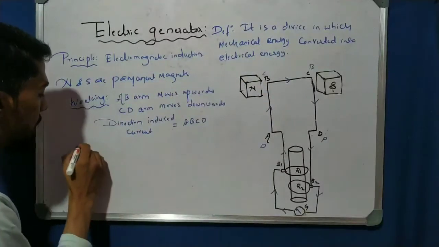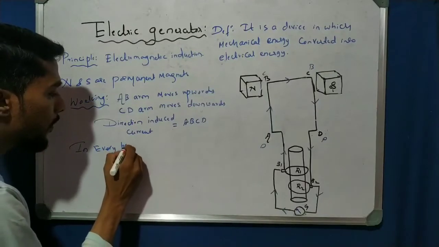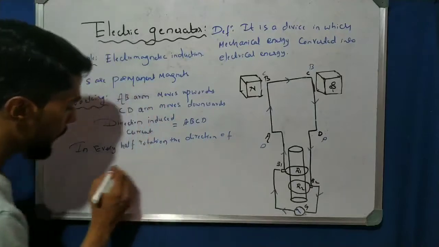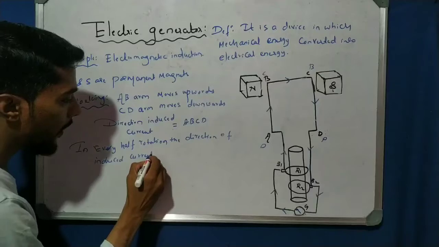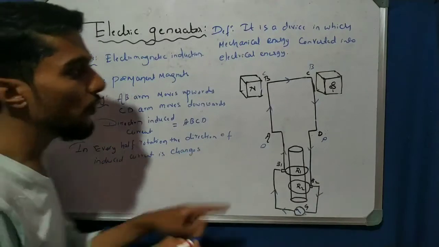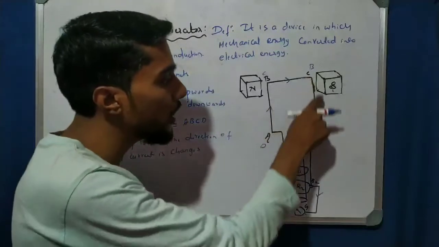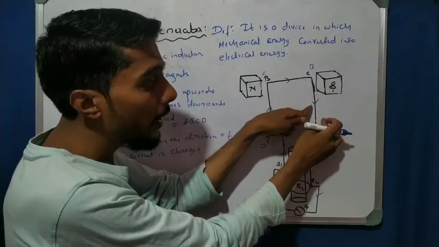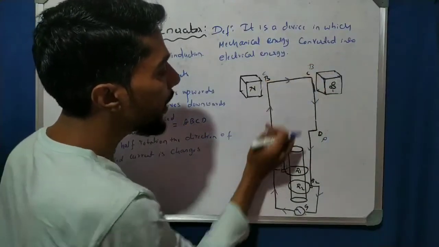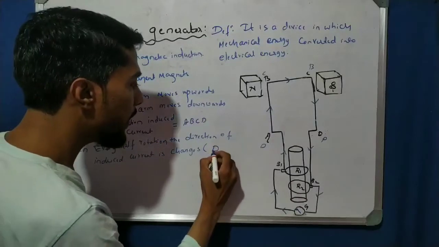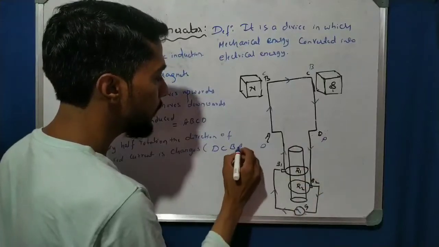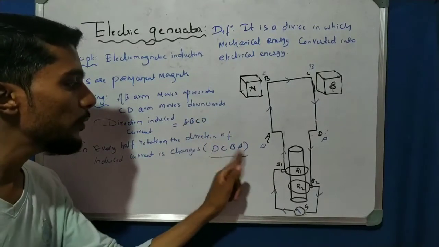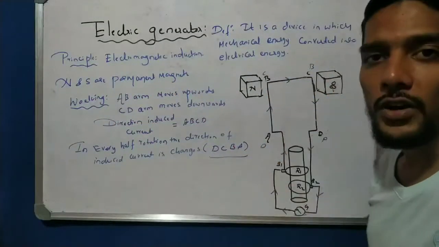So in every half rotation, the direction of induced current changes. In the first half rotation, it is A B C D. After half rotation, when D comes here, C comes here, B goes there, and A goes there, the current is D C B A, the reverse direction. So at every half rotation, the direction of current changes.